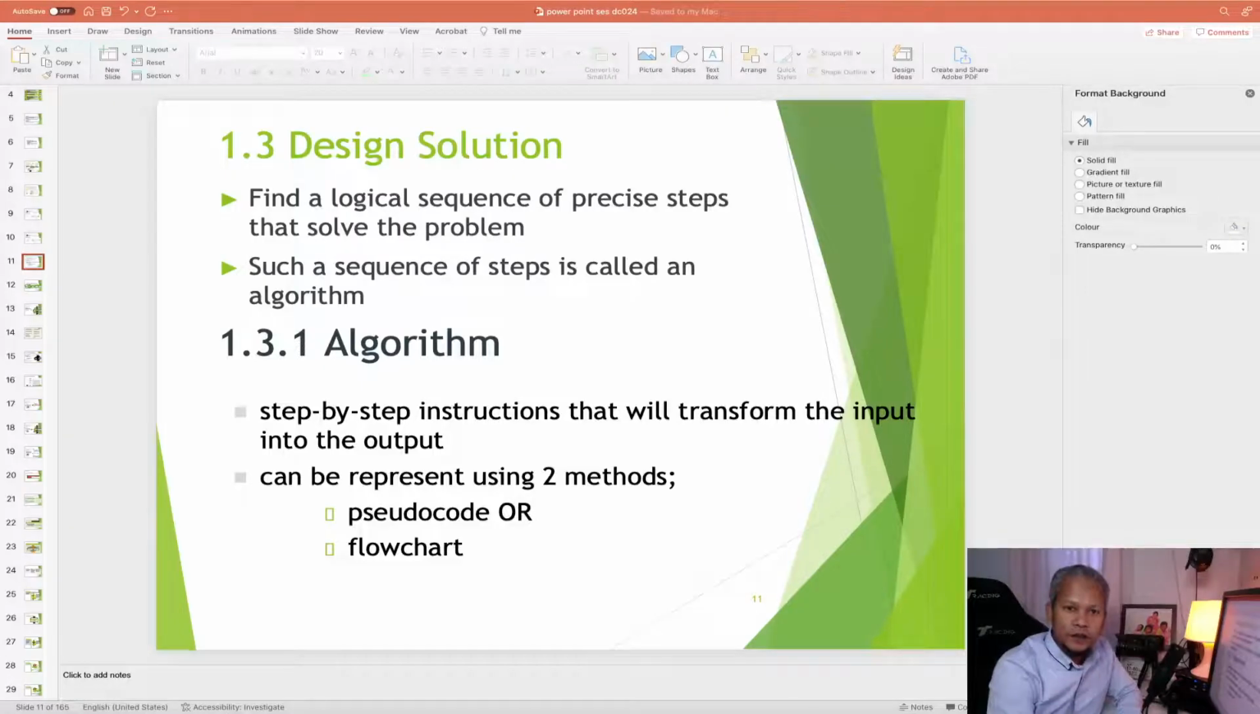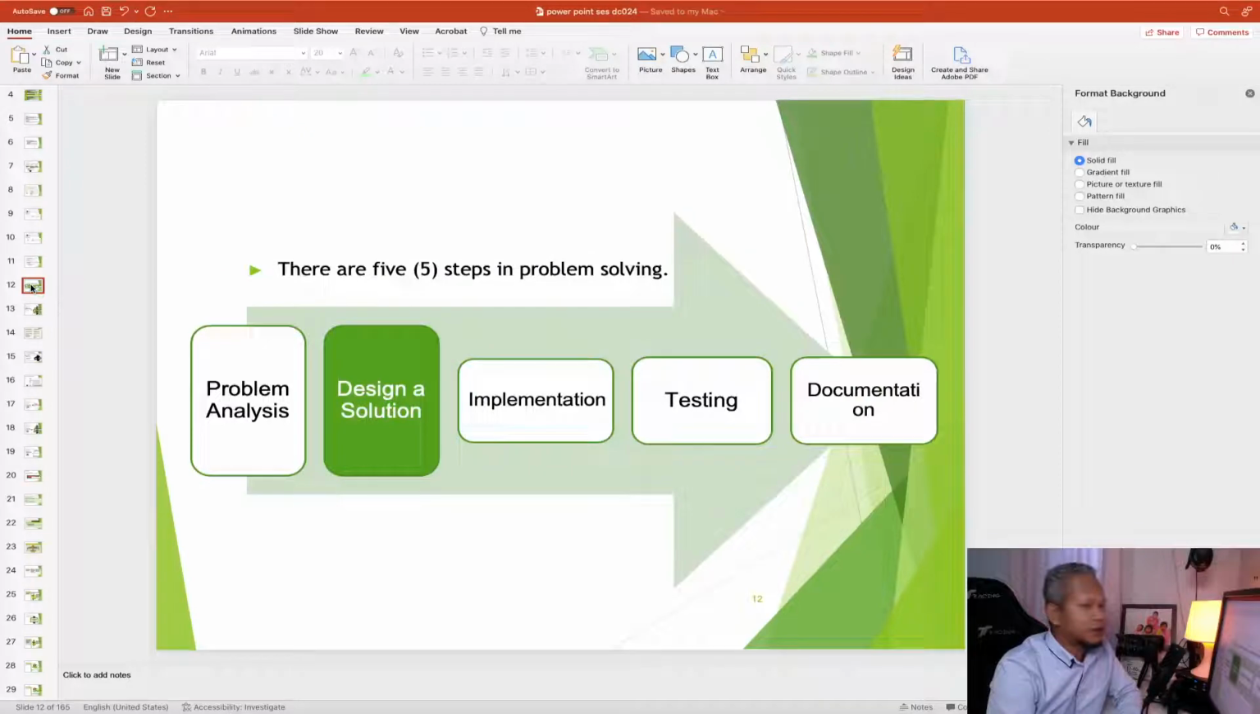Today I would like to share with you how we write and draw a flowchart and then pseudocode. Okay, so if you can see here, a design solution. In a design solution there is an algorithm, and inside the algorithm there is a flowchart. Right, so before this you already know the 5 steps of problem solving.